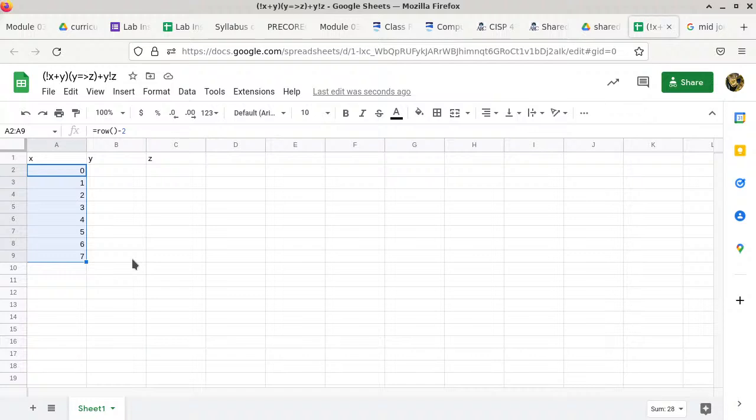But if you have not taken CISP440 from me, how do you extract bit 2 of a binary number if you're given the value already? In other words, how many 4s are we talking about? How do we get the number of 4s in a particular number? Divide by 4. Very good.